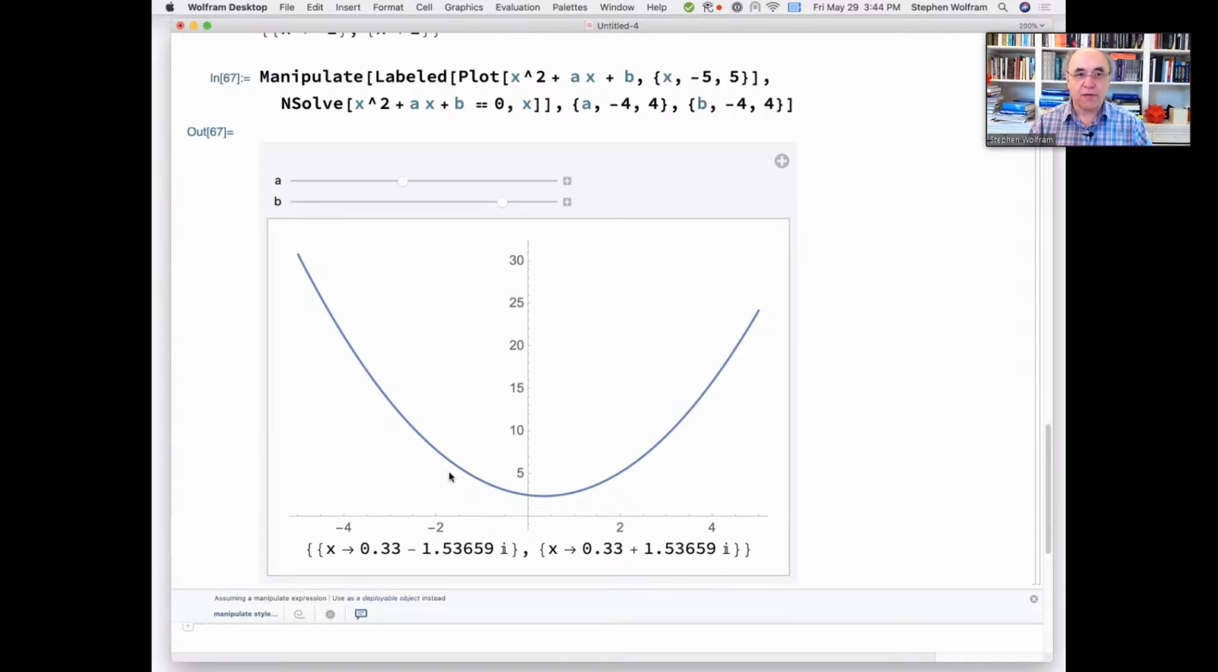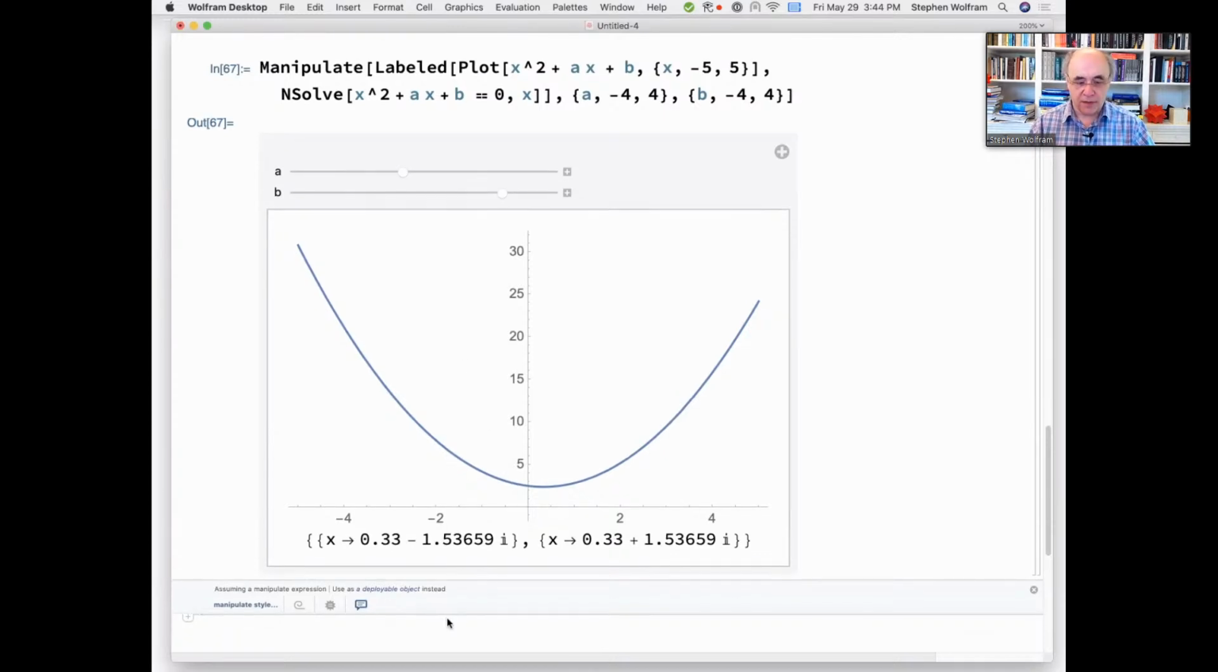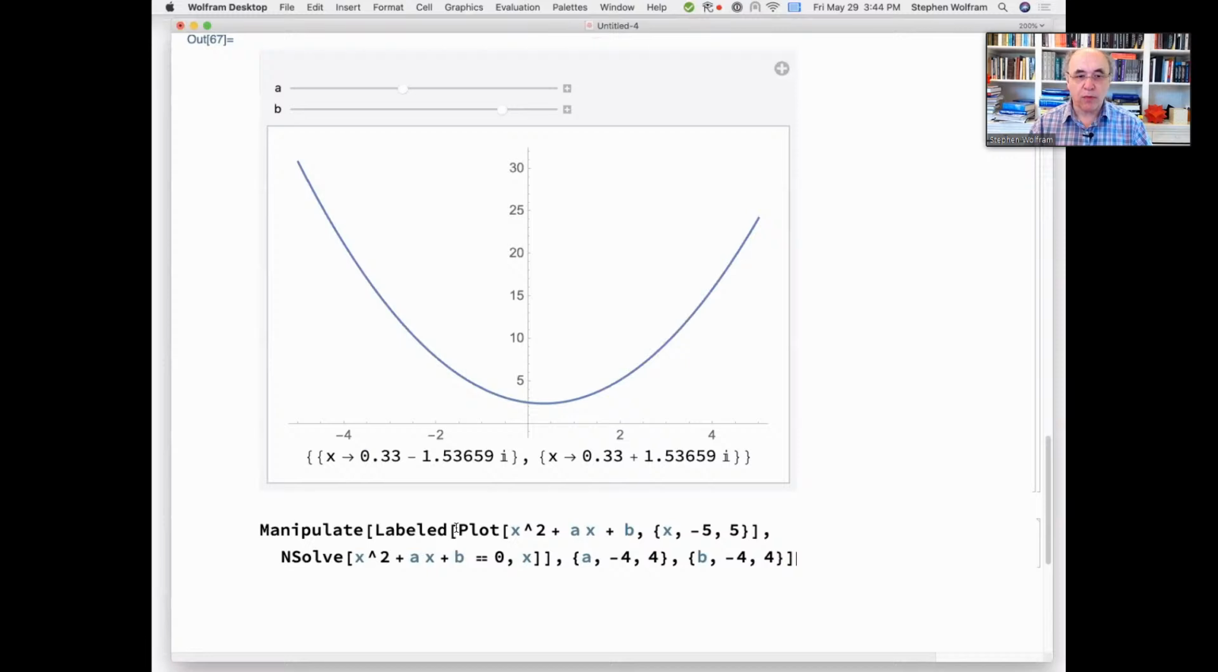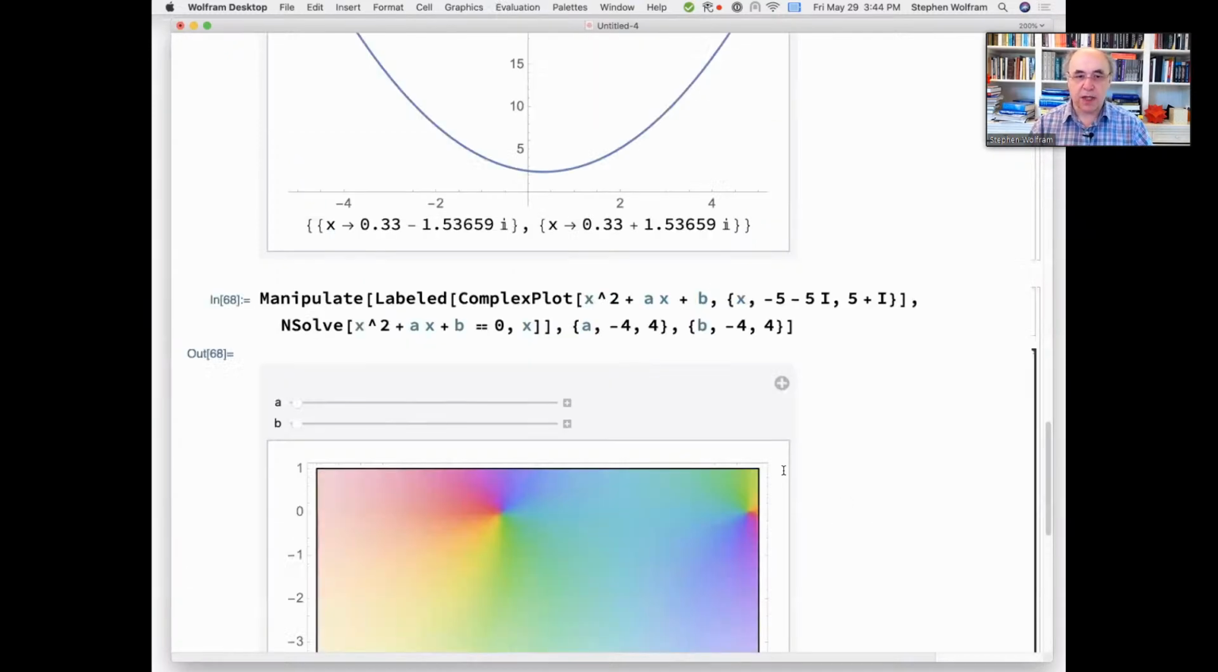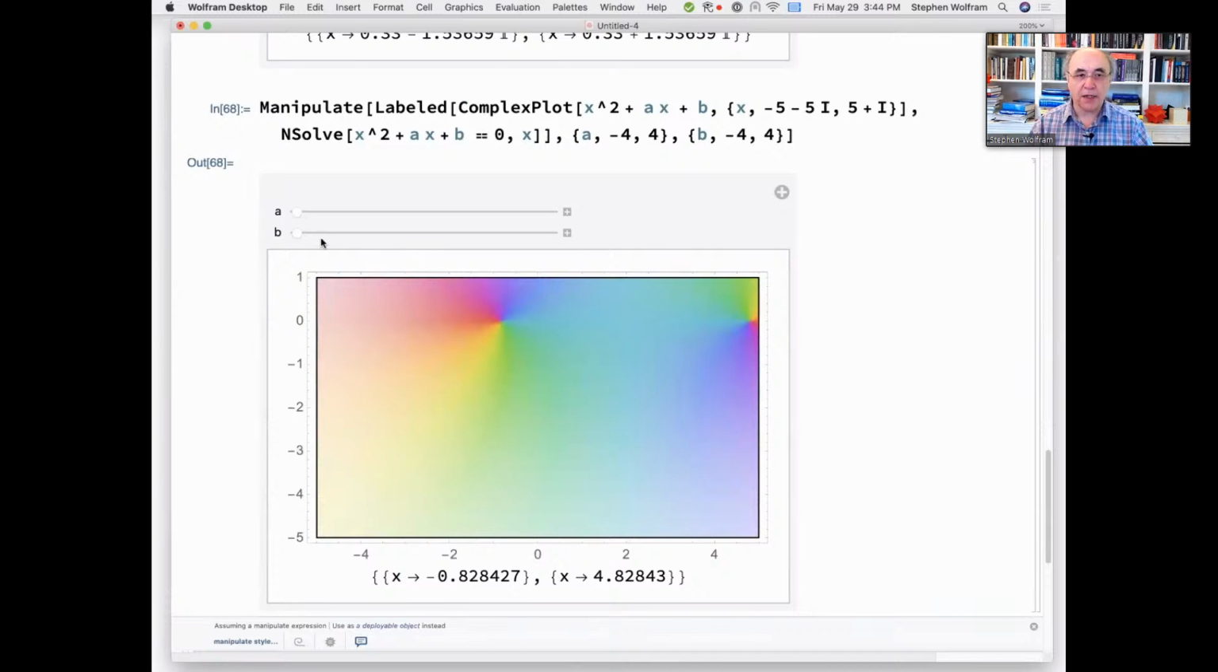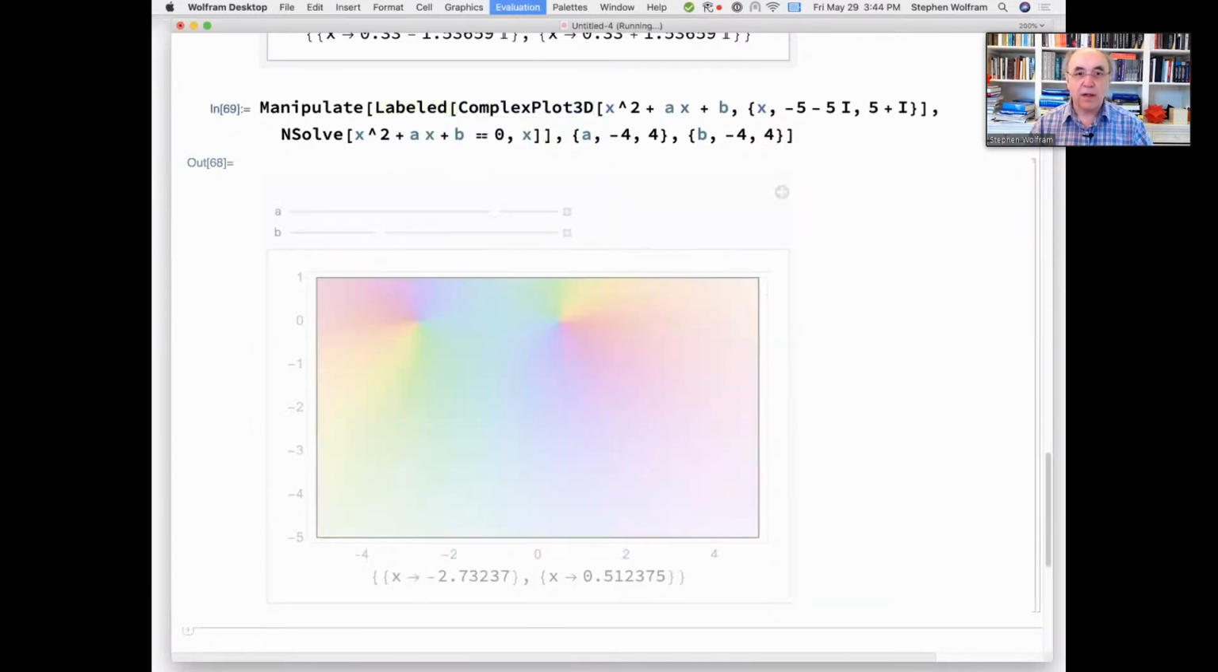Just for a little bit more advanced kind of thing, we can take a look at what this thing looks like in the complex plane. So this is a slightly fancier thing. This is for people who know how complex numbers work a little bit more. Actually, you know what? I'm going to make this a 3D complex plot.